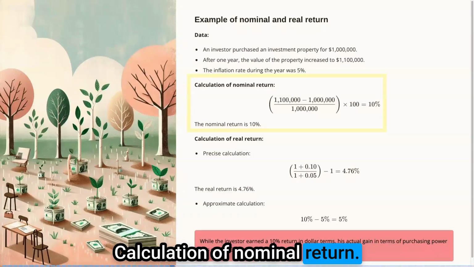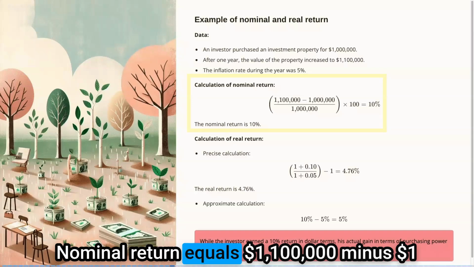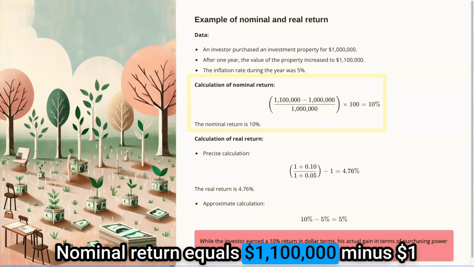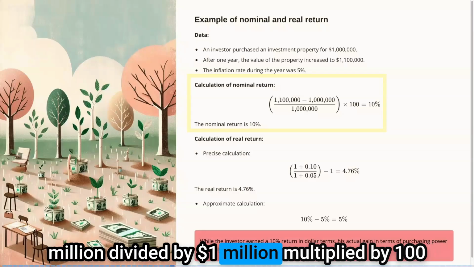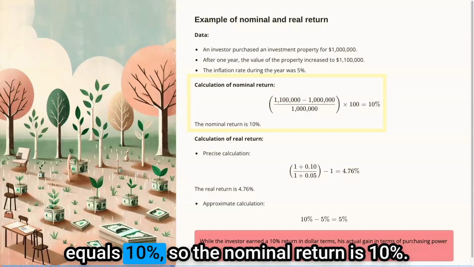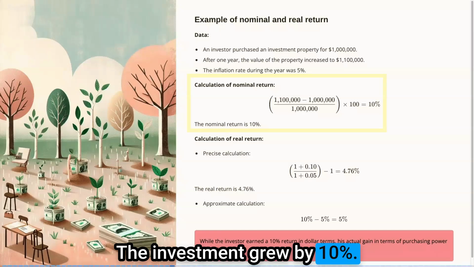Calculation of nominal return. Nominal return equals $1,100,000 minus $1 million divided by $1 million multiplied by 100 equals 10%. So the nominal return is 10%. The investment grew by 10%.